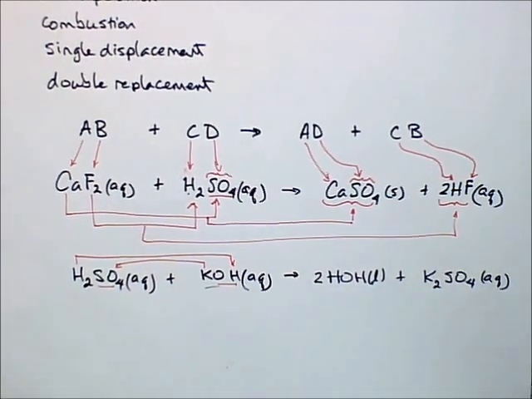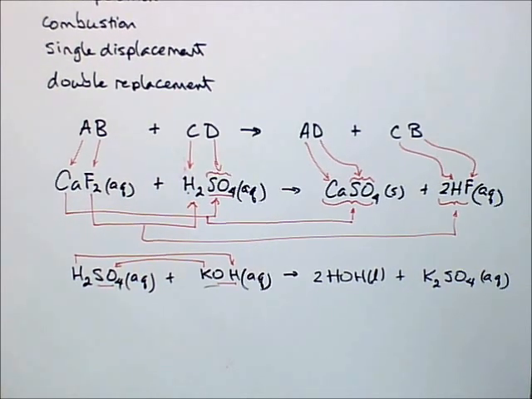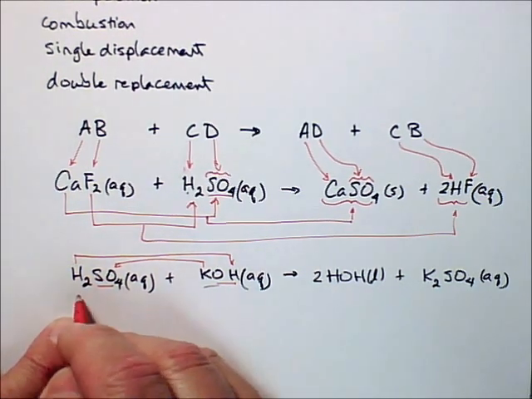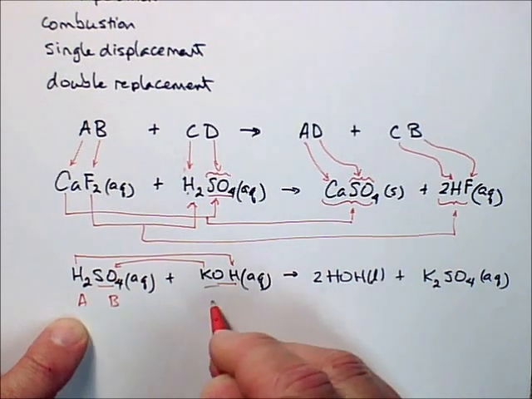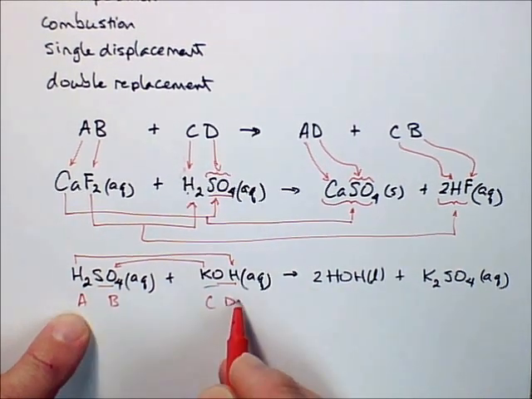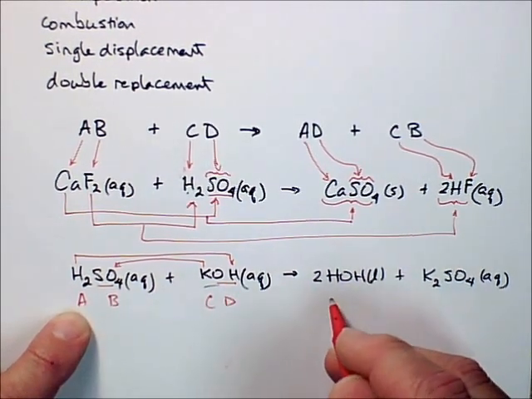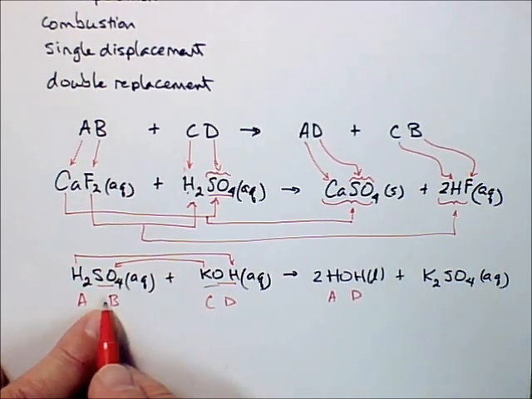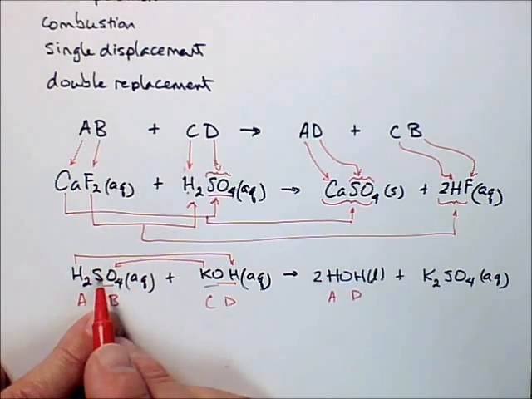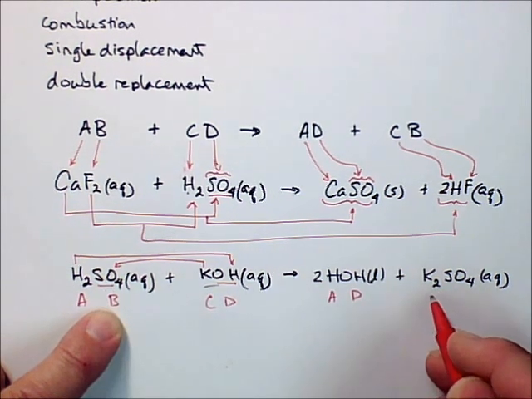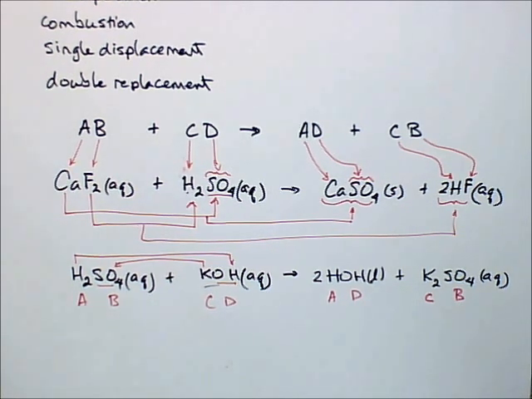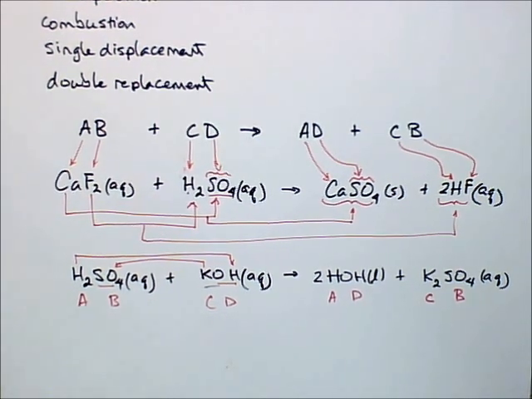Now, you may be required to balance an equation yourself. You need to know how to do that. But what we have here is AB, CD. A is going to go with D, so H is going to go with OH. C is going to go with B. K is going to go with SO4. Okay, so that's what a double replacement reaction looks like.